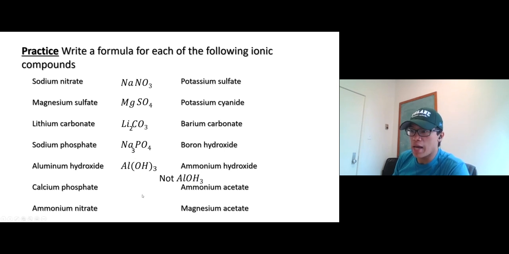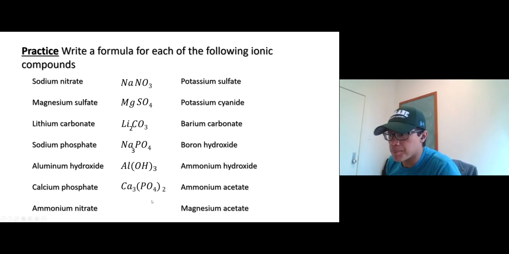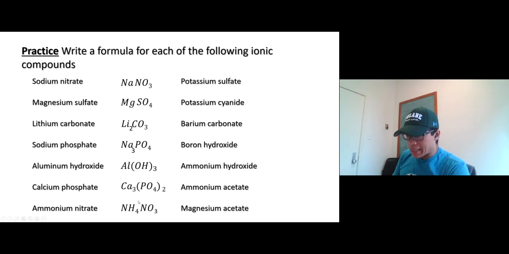Okay, don't forget parentheses. Calcium phosphate. So calcium Ca, phosphate PO4 3 minus. So calcium group 2 plus 2. Cross over, so Ca3(PO4)2. Don't forget parentheses. Next one, ammonium nitrate. So ammonium NH4 plus, nitrate NO3 minus. Plus and minus cancel out, so we're good.